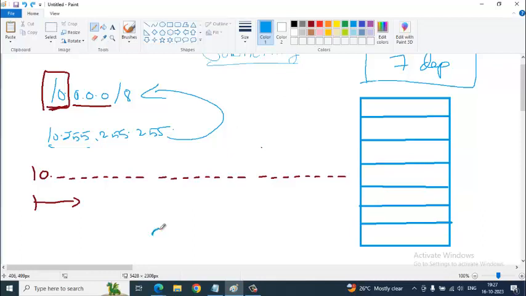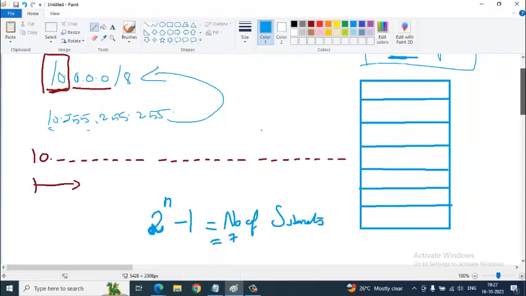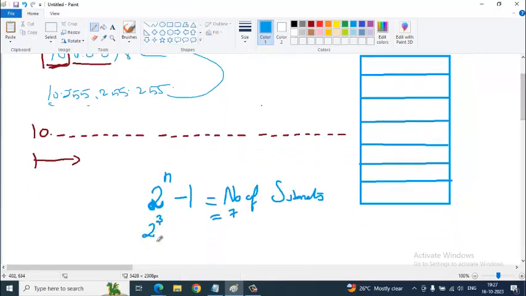This is how we calculate. 2 to the power of n minus 1. The reason why I put 2 is because it is binary. This n stands for the number of bits that you are planning to borrow. This should give you this answer. So if I want 7, what should be the n value? When I say 2 to the power of 3 minus 1, I'll get 7. 2 multiplied by 2 multiplied by 2 is 8. Minus 1 is 7.